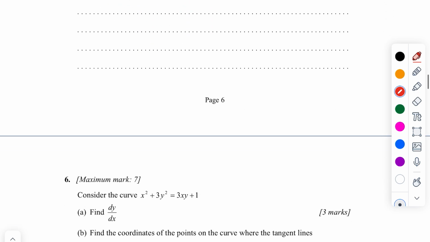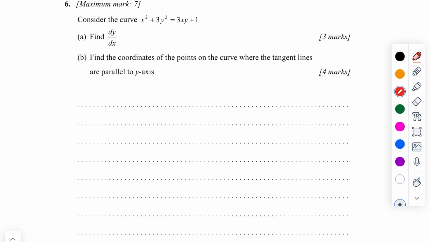Now the last question in this paper 1, paper 6. Consider the curve x squared plus 3y squared equals 3xy plus 1. Find dy by dx. So implicit differentiation: x squared derivative is 2x, 3y squared derivative is 6y dy by dx.